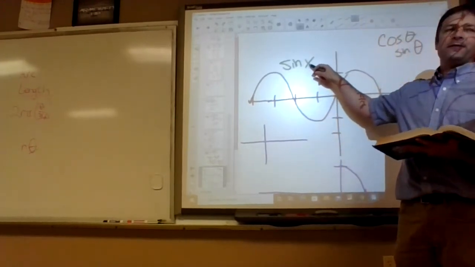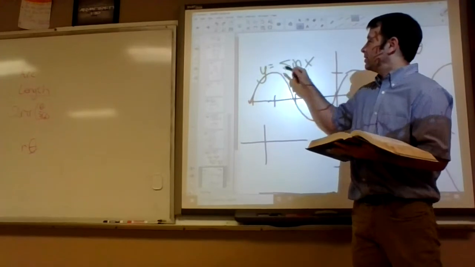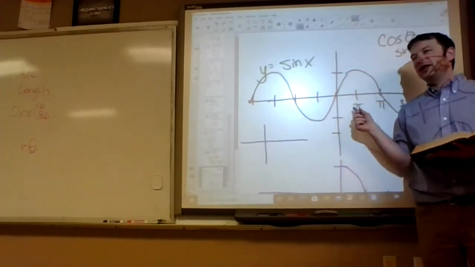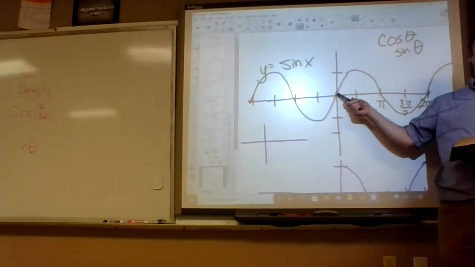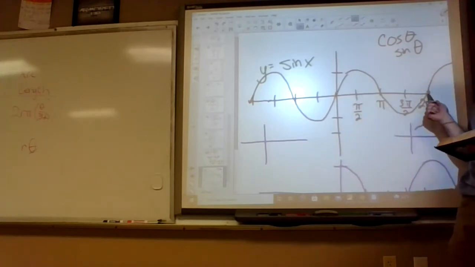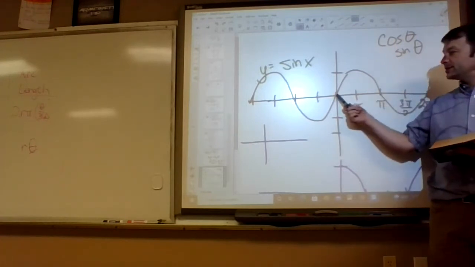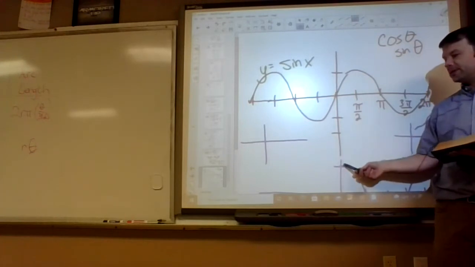This is the graph. Do we need to draw that? Like memorize that? No, not really. It would be helpful if you remembered that the normal period is 2 pi before it starts repeating itself, and that sine starts at 0 going up, and cosine starts at 1 going down.